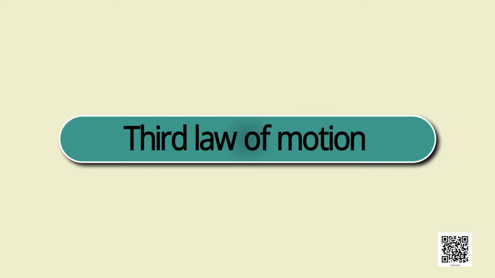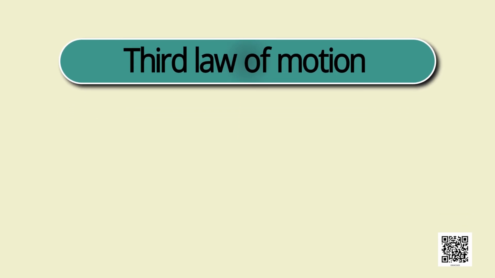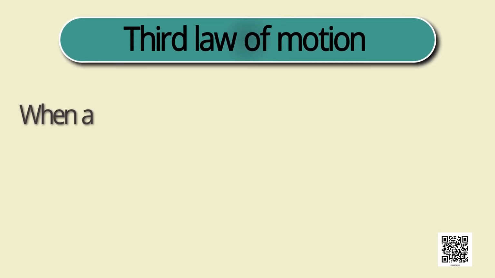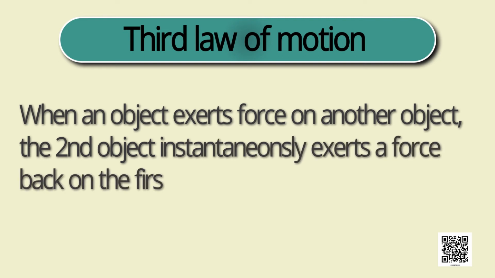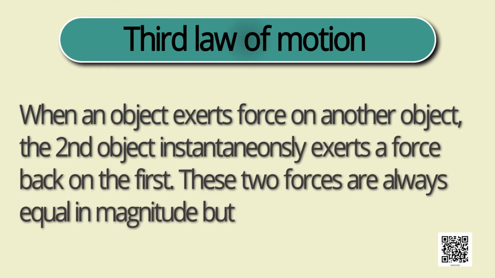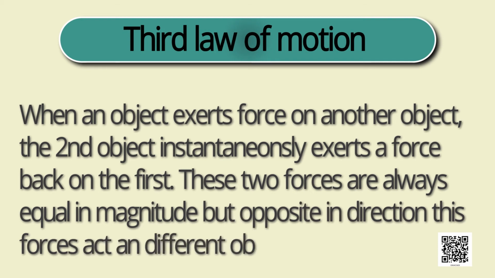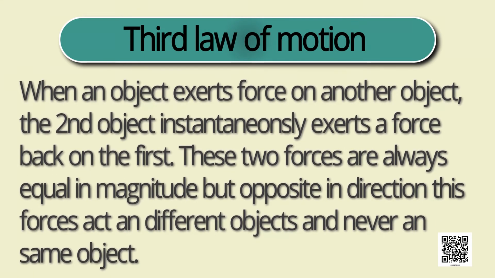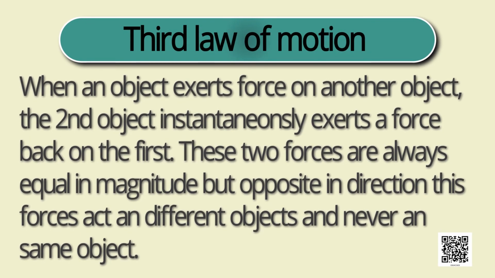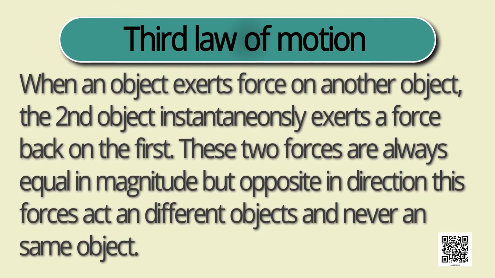Now let us take the third law of motion. The third law of motion states that when an object exerts force on another object, the second object instantaneously exerts a force back on the first. These two forces are always equal in magnitude but opposite in direction. This force acts on different objects and never on the same object.